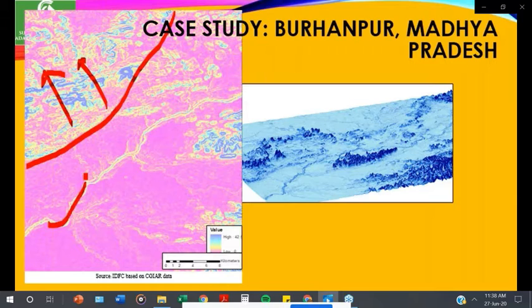So the runoff from the Satpuras flows in this direction towards Tapti, and this city of Burhanpur has a very, very unique feature. It's called the Kundi Bhandara. It is an underground water tunnel which runs from the foothills of the mountains to the river, and this is a man-made structure.